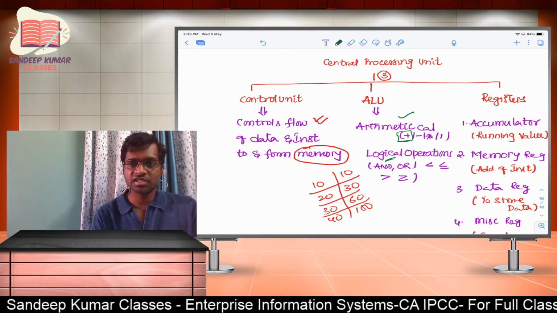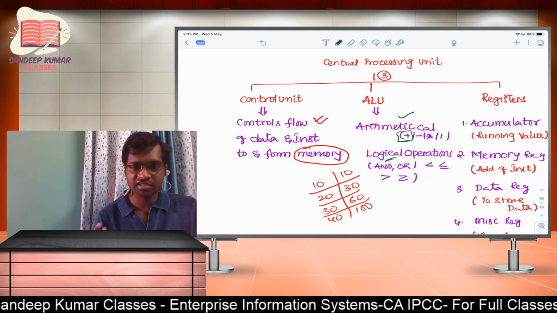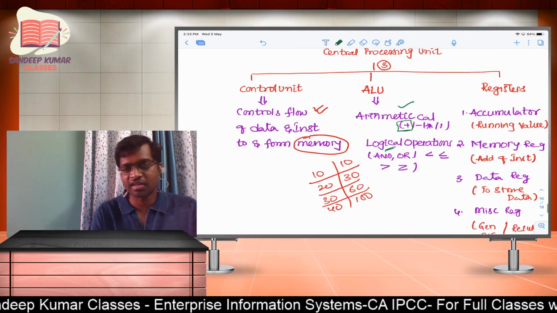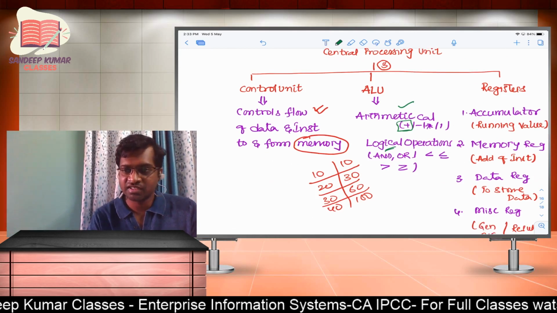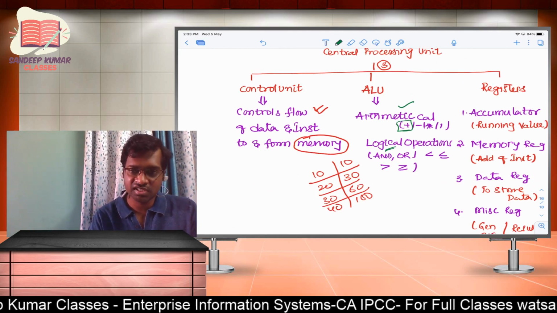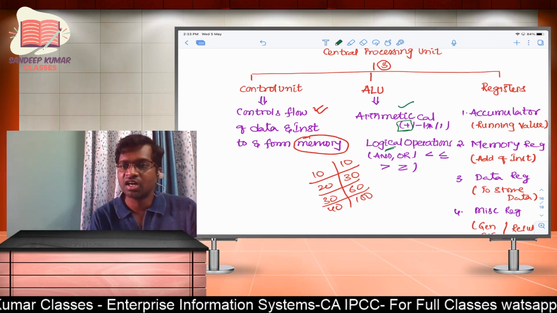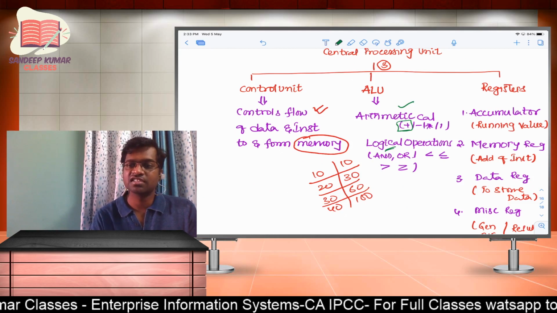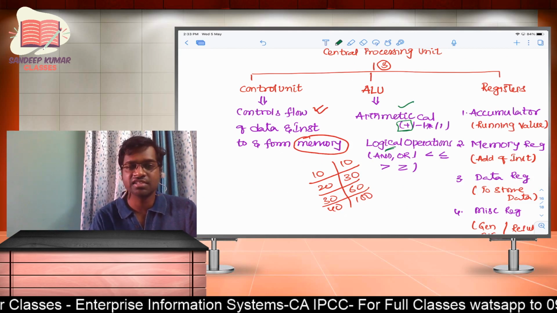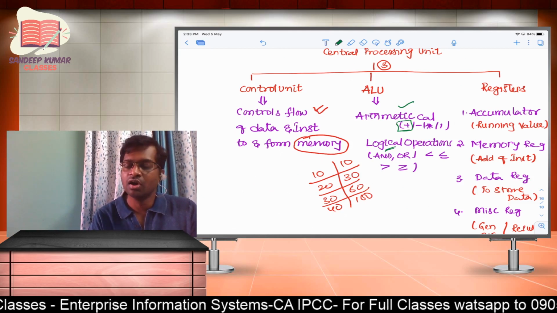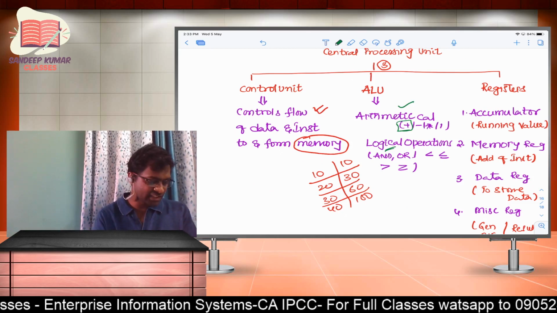Now, how many types of registers do we have? There are four types of registers: accumulator, memory register, data register, and miscellaneous register. Accumulators are required to store the running value. Memory registers are required to store the address of an instruction. Data registers are required to store the data, and miscellaneous registers are for general purpose, or they store the results. So this is about registers.